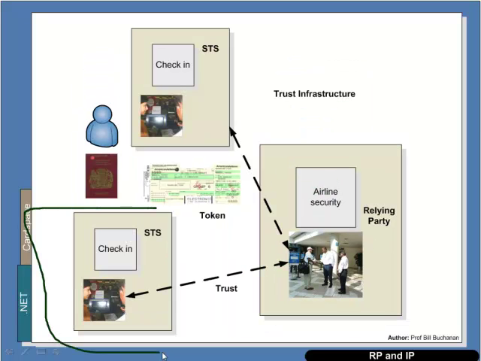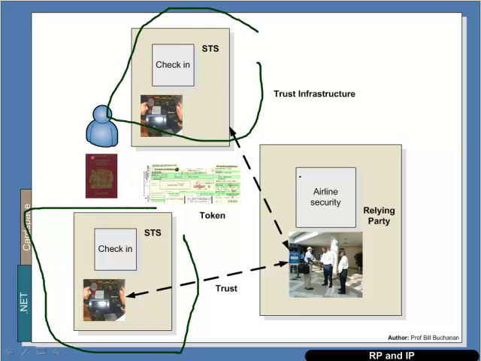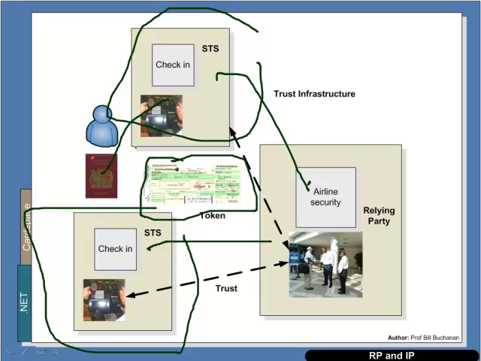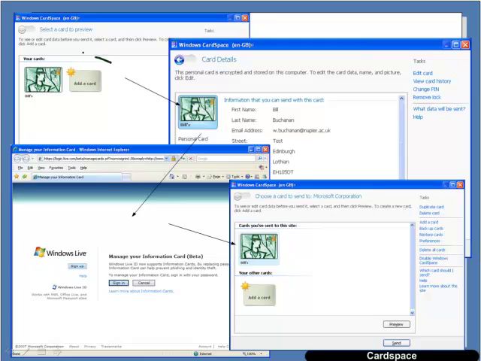We can look at a federated structure where we can have several check-ins, and as long as the airline security trusts those check-ins, then we can have this federation and a distributed identity provider. So we see an example here of us creating a card.